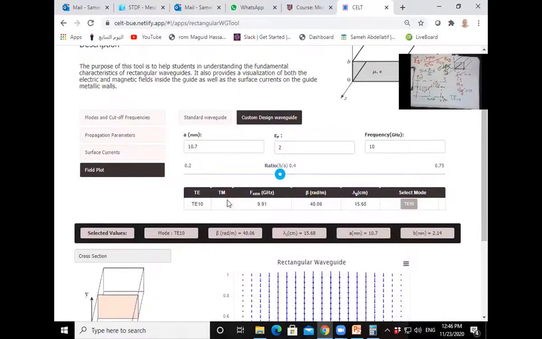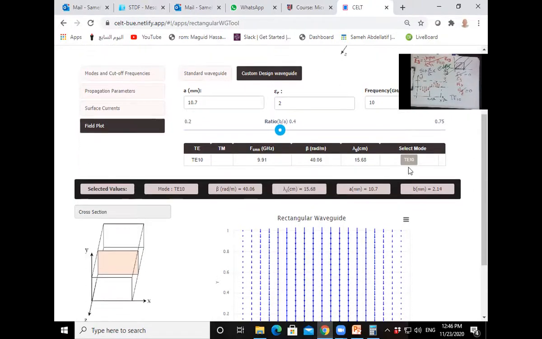So that's why I have only one mode, because if you remember, our first cutoff was at 9 and the next one was at 19. So when the frequency is 10 gigahertz, you have only a single mode. I adjust again the ratio B over A to be 1.4. Of course, this is not so important now because we only have one mode, so it doesn't matter. And now this is the TE10 mode.